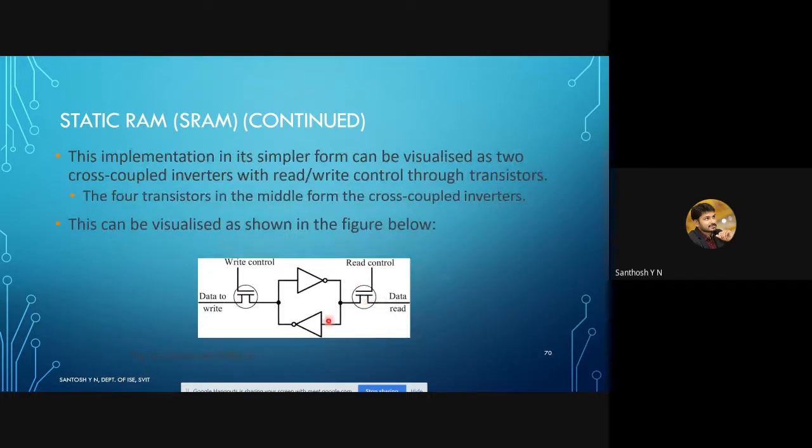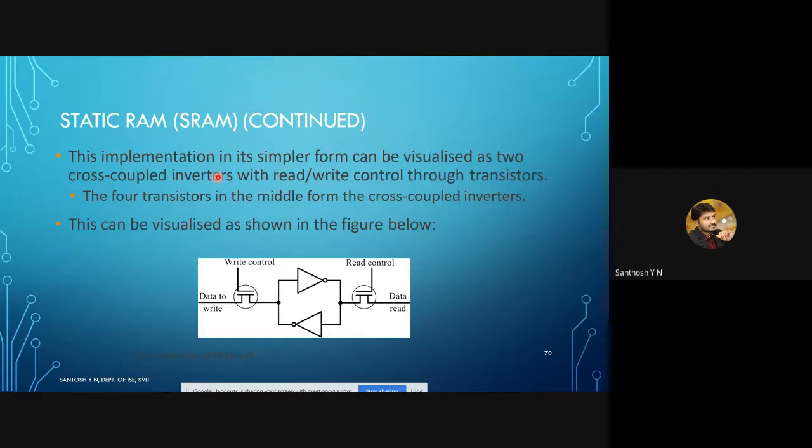The same thing is rewritten in this form, or you can visualize in this format. See here, this transistor and this transistor are used for control purpose, and the 4 transistors I have shown, I can also write in the form of a flip-flop, which is also called a bistable element. This bistable element we have also understood in the ADE subject itself. So this implementation in a simpler form can be visualized as 2 crisscrossed inverters.